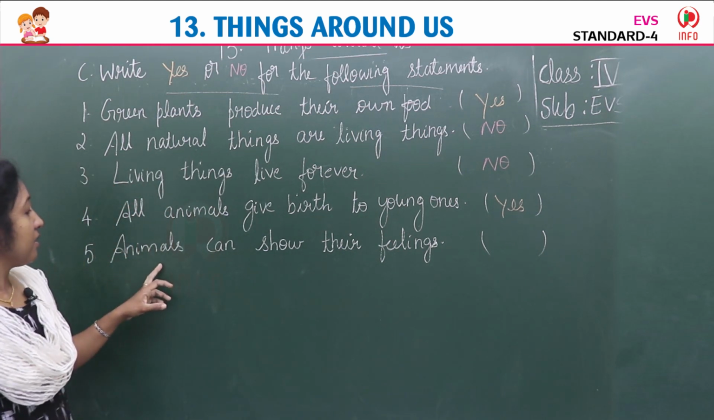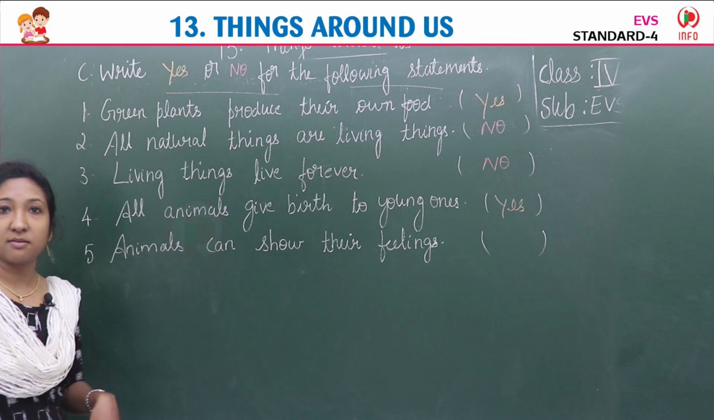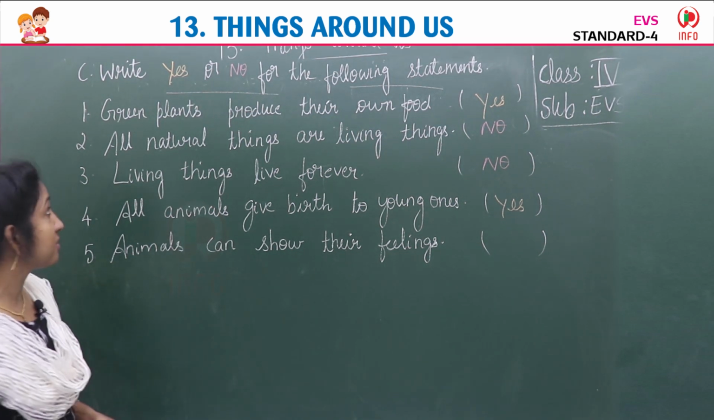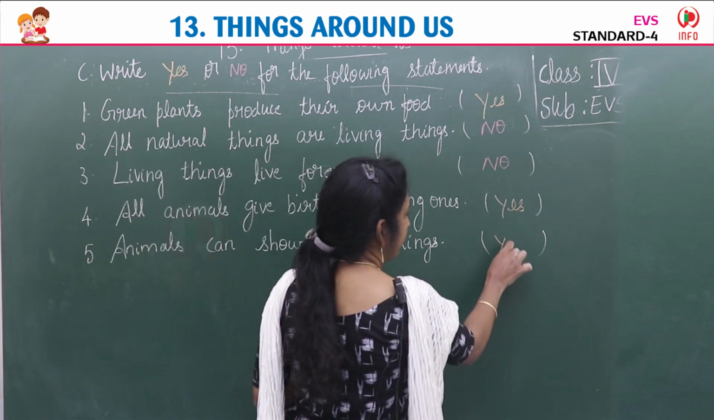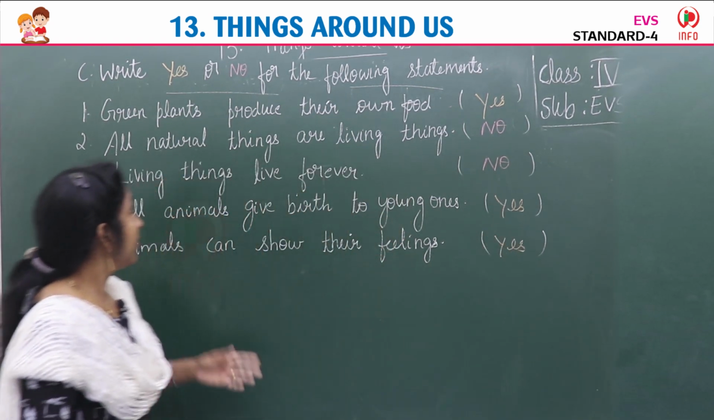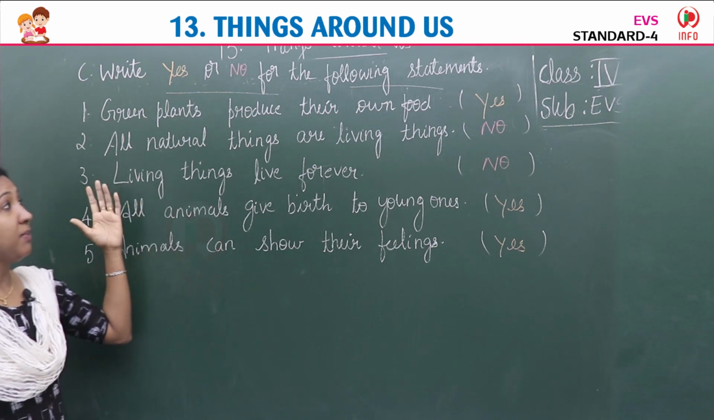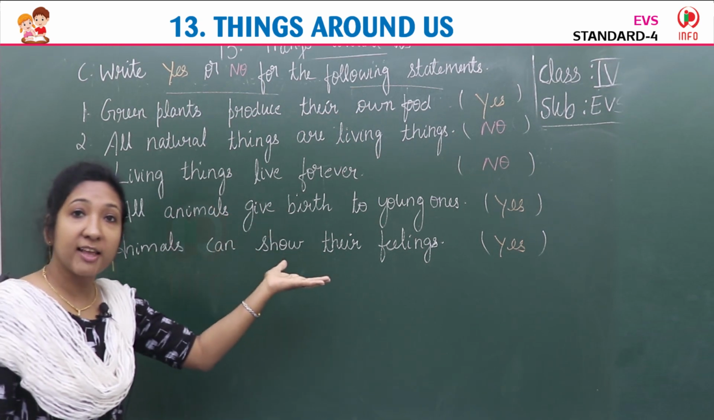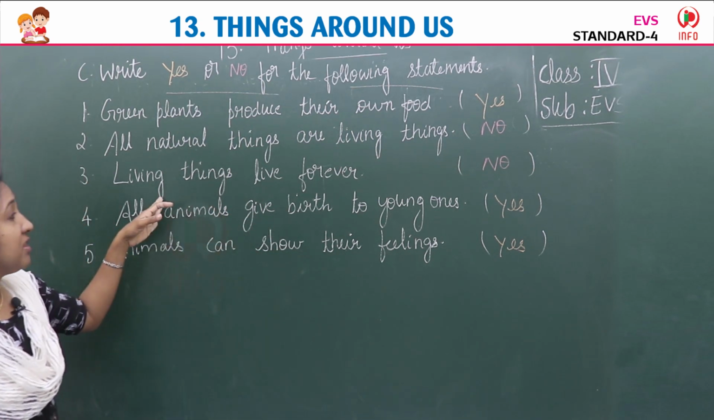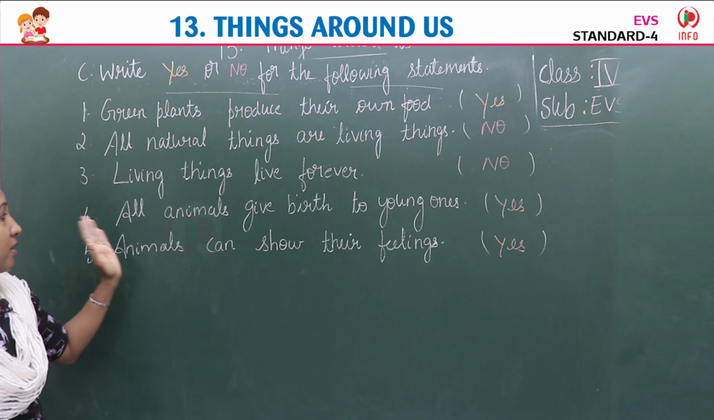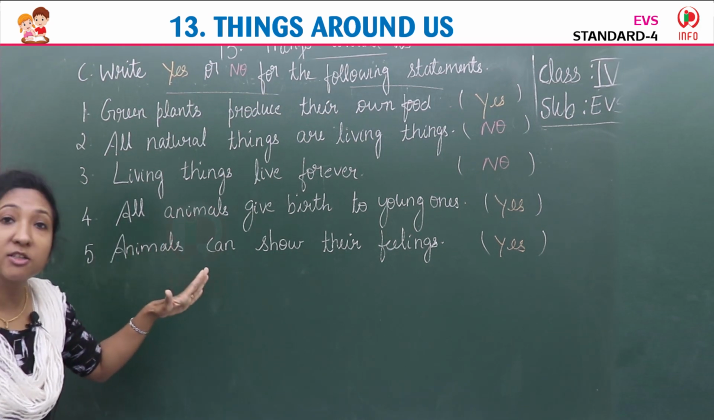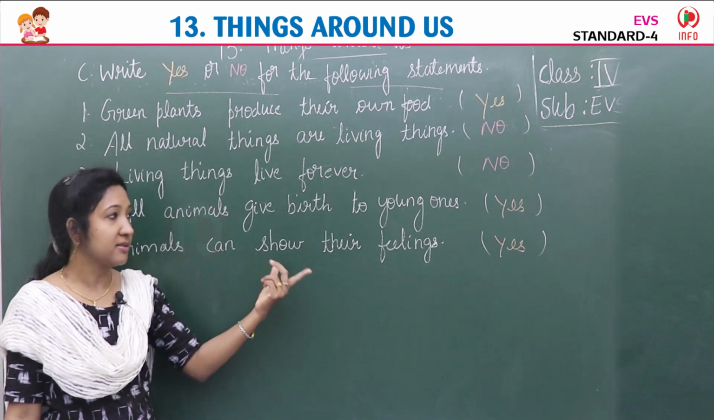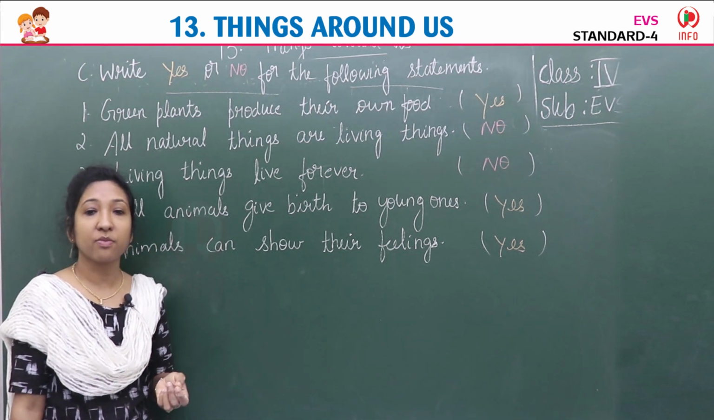Fifth one. Animals can show the feelings. Is it true? They are living things, so they show the feelings. So the answer is yes. Children, so the first statement is green plants produce their own food. Yes. All natural things are living things. No. Living things live forever. No. All animals give birth to young ones. True. So yes, animals can show their feelings. Yes. Okay.